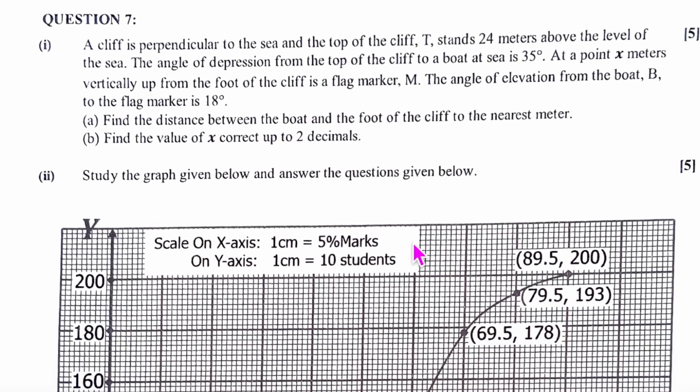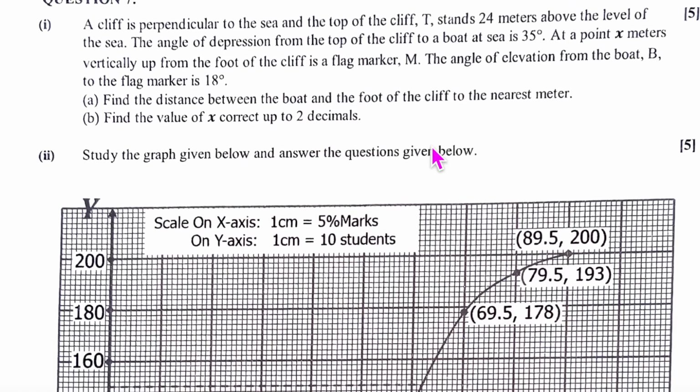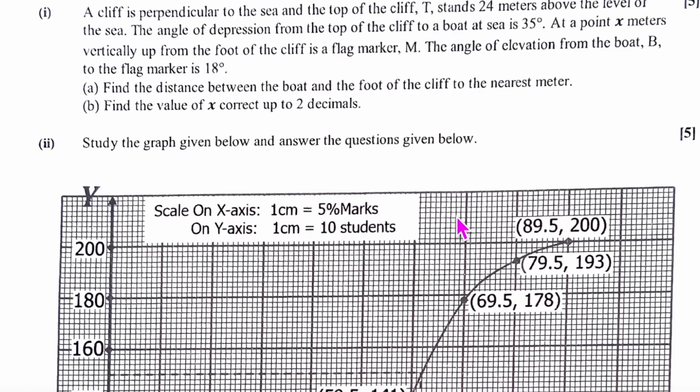We come to question number 7. A cliff is perpendicular to the sea. And the top of the cliff, T, stands 24 meters above the level of the sea. The angle of depression from the top of the cliff to a boat at sea is 35 degrees. At a point x meters vertically up from the foot of the cliff is a flag marker M. The angle of elevation from the boat B to the flag marker is 18 degrees. A. Find the distance between the boat and the foot of the cliff to the nearest meter. And B. Find the value of x correct up to 2 decimals.